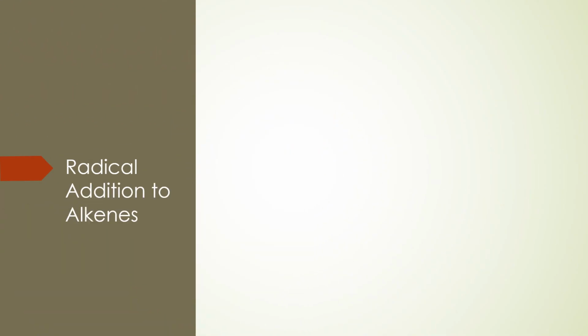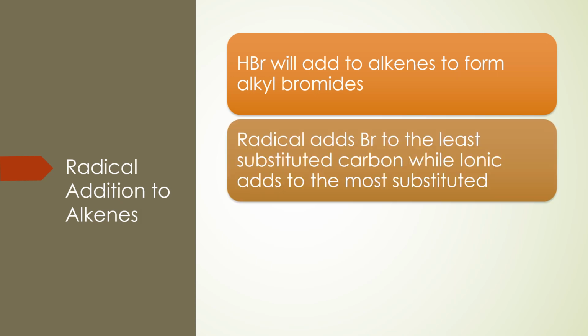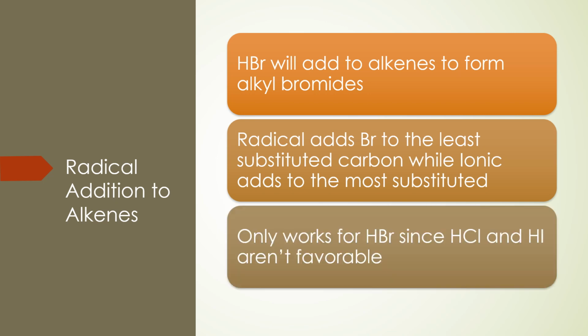In the presence of heat or light, HBr will add to alkenes to form alkyl bromides. With unsymmetrical alkenes, radical addition will add Br to the less substituted carbon, while ionic addition will add the H onto the least substituted carbon. Only HBr will do these addition reactions. HCl and HI both aren't favorable for this type of reaction.